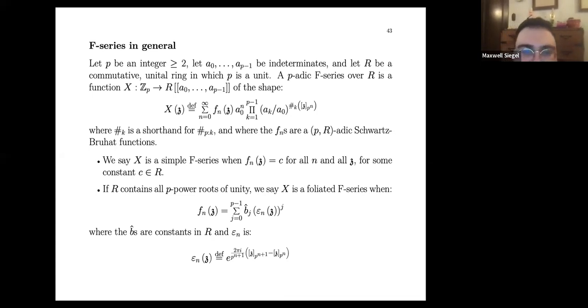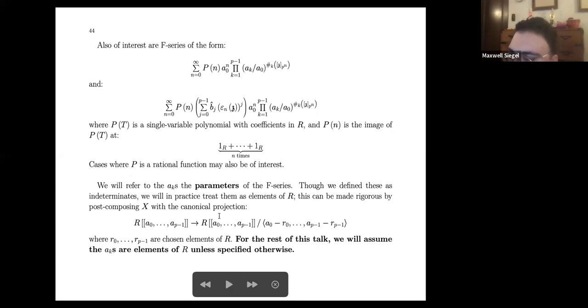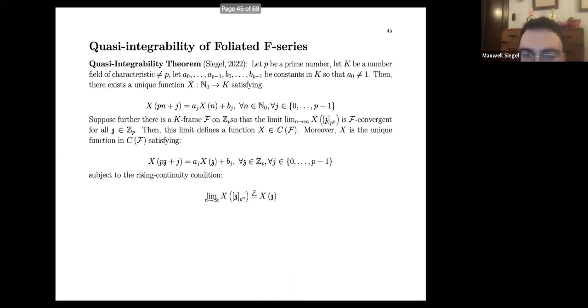Also of interest are, as we will see, F series of either of the following two forms, where P is a polynomial over R. Cases where P is a rational function may also be of interest. I will refer to the AKs as the parameters of our F series, and though we define these as indeterminates, we will in practice treat them as elements of R, which can be made rigorous, note, by quotienting the ring of power series here by the specified ideals. And so for the rest of this talk, we'll just assume that the AKs are elements of R unless specified otherwise.